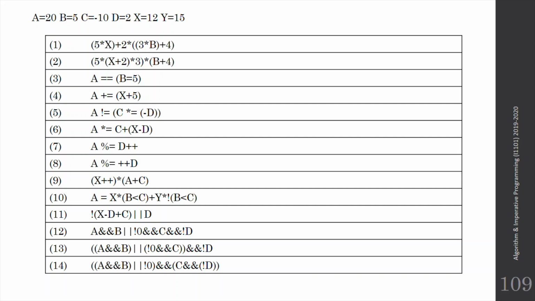We have 5 multiplied by x, plus 2 multiplied by 3 multiplied by b plus 4. As we have seen in the priority table, first I should evaluate the brackets. When we have multiple brackets, we start from left to right. So first I will evaluate 5 multiplied by x. x is equal to 12. 5 multiplied by 12 is equal to 60. Then I will keep that, and evaluate the next bracket. In order to evaluate it, I need to evaluate 3 multiplied by b. b is equal to 5. 3 multiplied by 5 is equal to 15, and then I add 4.